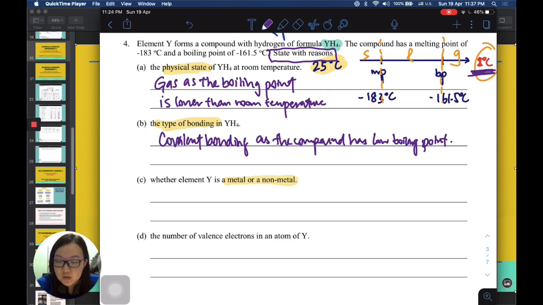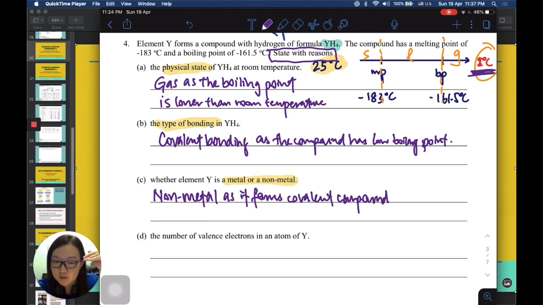Part C, whether element Y is a metal or non-metal. Again, if right from the first step in the question you are able to pinpoint what concept the question is trying to test you on, then everything else flows and it becomes very easy. Knowing that it's covalent bonding, obviously Y has to be a non-metal, right? Because it forms a covalent compound with hydrogen, and hydrogen is also a non-metal. It's a gas at room temperature and pressure. So it's a non-metal. And then part D, the number of valence electrons in an atom of Y.